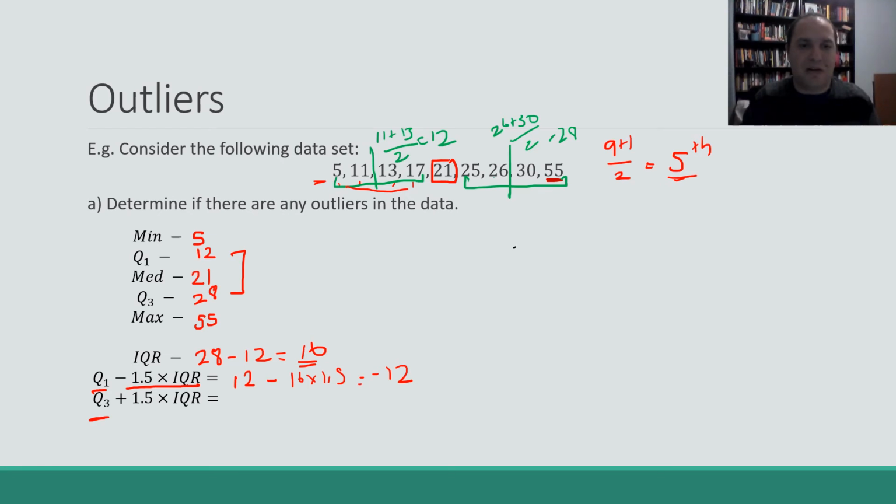Our third quartile is 28, and this time we're going higher, so we're going to add 1.5 times 16. So 1.5 times 16 is 24. 24 plus 28 is 52. So anything beyond 52 can be considered an outlier. Our last value is 55. So therefore, because 55 is on the outside of our limits, 55 is an outlier.